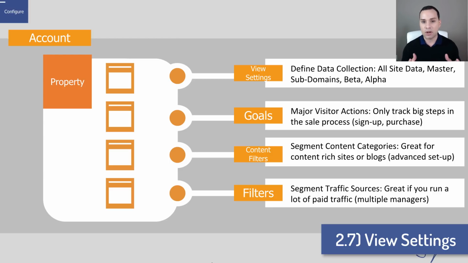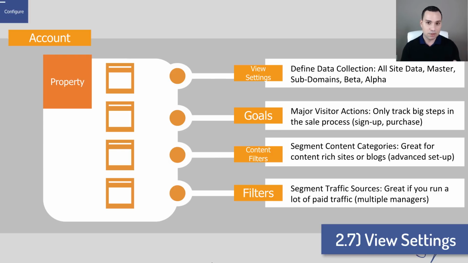Then we have content filters. These are great if you have a content-rich site like a blog, and search engine marketing is a huge part. Like, organic traffic is a huge part of what you're doing. Segmenting based on content categories is a great way to go. This is something that's advanced that we're not going to dive too deep into, but if you have a lot of content and a lot of organic traffic on your site, content filters is where you're going to want to spend your time understanding next after this tutorial.